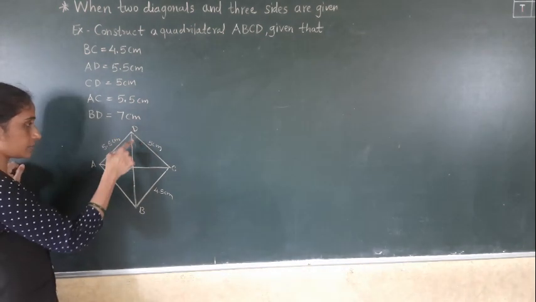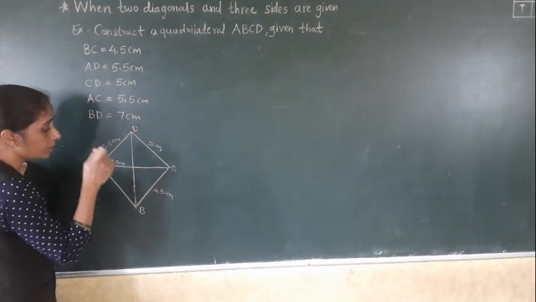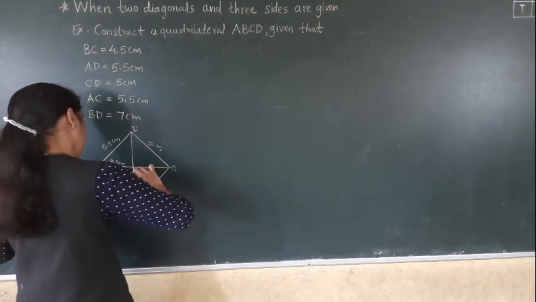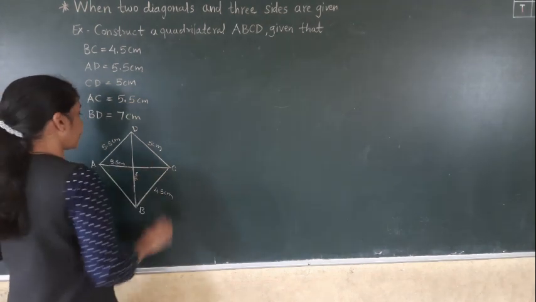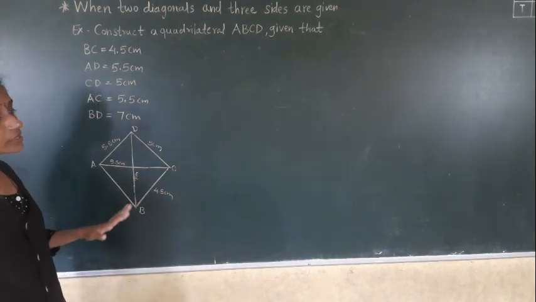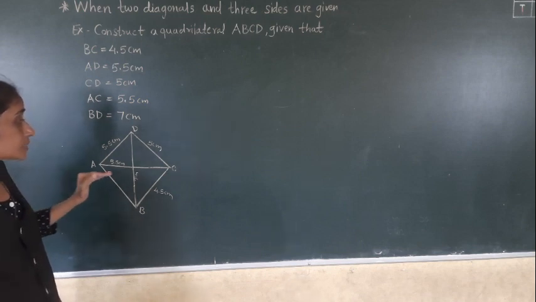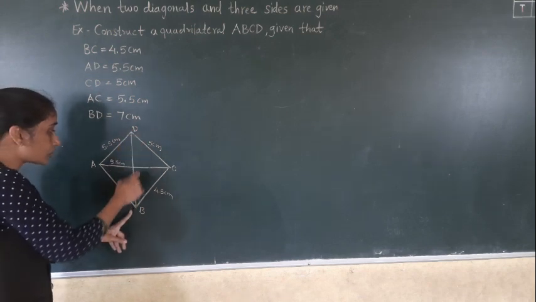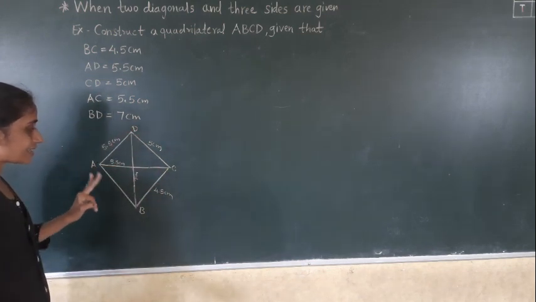And BD means this is another diagonal. BD is given 7 centimeter. Okay, now we have to construct a quadrilateral. Now to construct this quadrilateral, see which things are given? These two diagonals and three lengths are given.